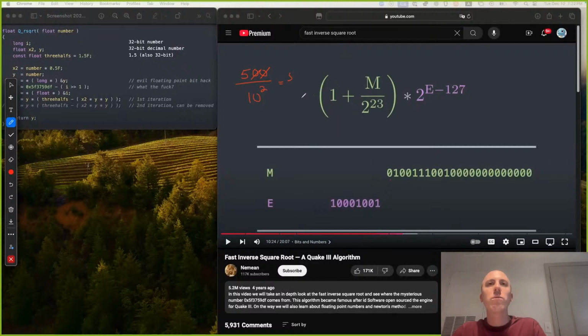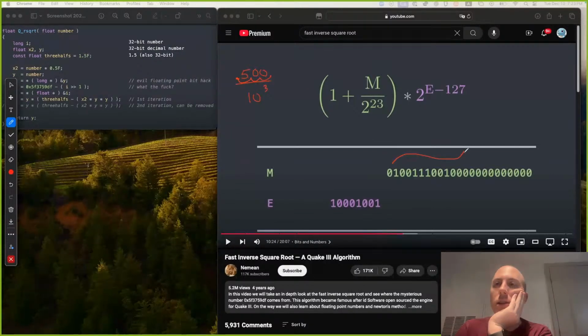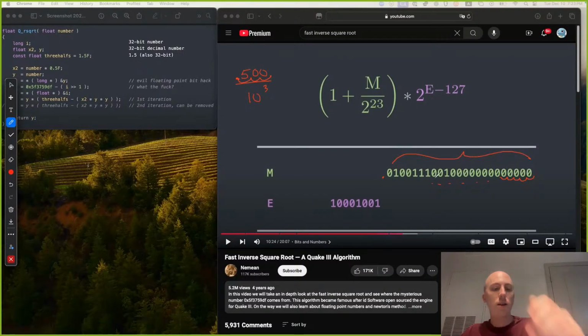Oh, but what if we went more? If we did 10 to the 3, then we're really just moving the decimal place 1, 2, 3 like this. And that's what we come up with. It's just like the decimal thing. So just like here, the mantissa is a big unsigned number, like 5 billion, quadrillion, whatever. And we basically just move the decimal place 23 times to the left. And then we wind up with basically this number here. That's interesting. Okay.